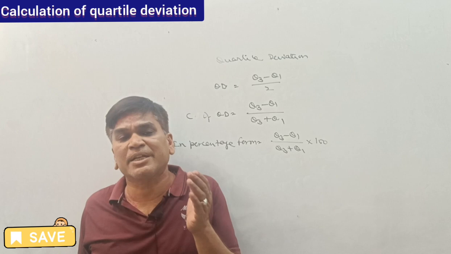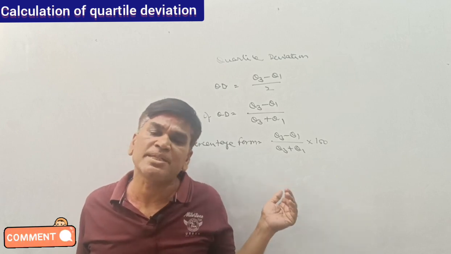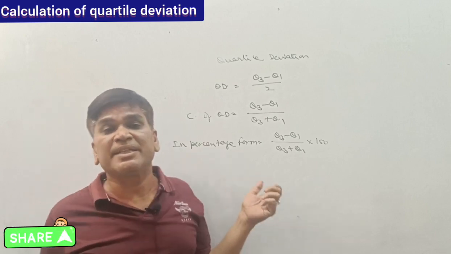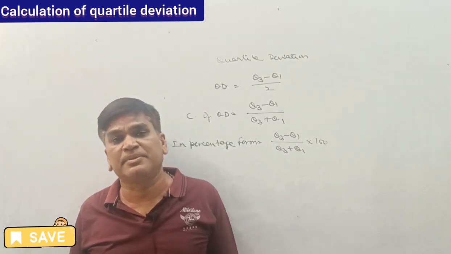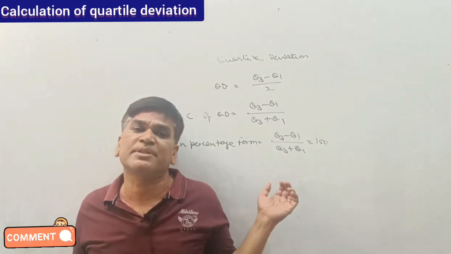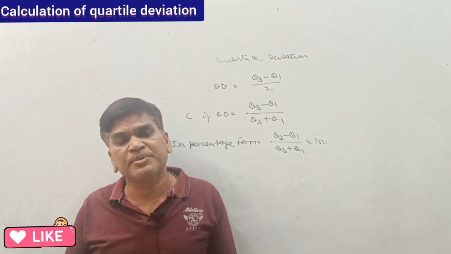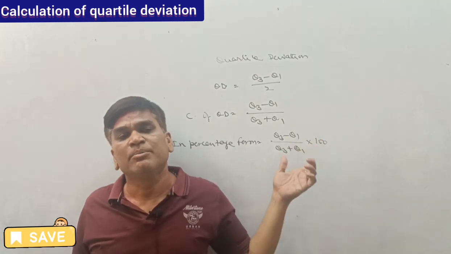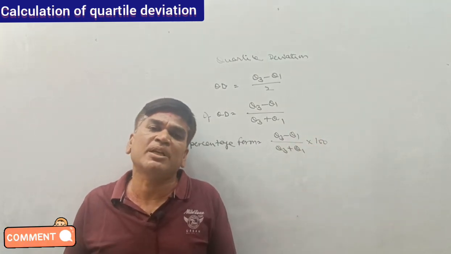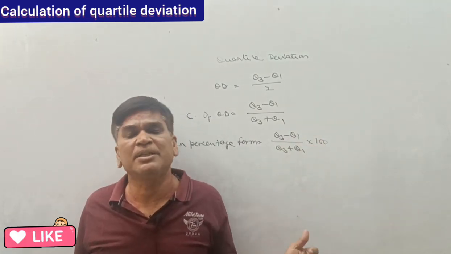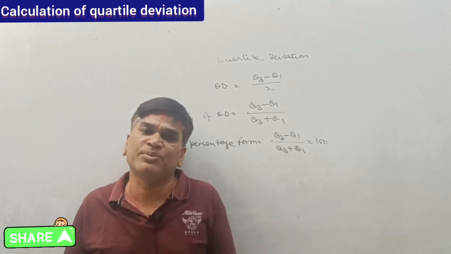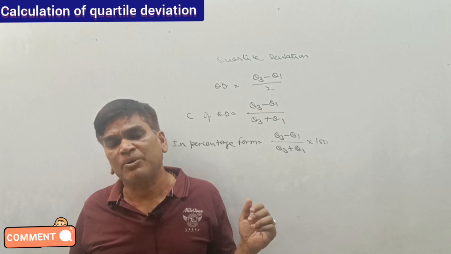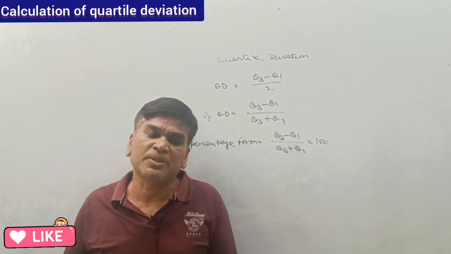If we are comparing two series, we can use the percentage form, which is called the relative method of dispersion. The quartile deviation is the absolute measurement of dispersion, which has a unit, but the coefficient of quartile deviation has no unit, and that is called the relative measurement of dispersion. Already we know how to calculate Q1 and Q3.